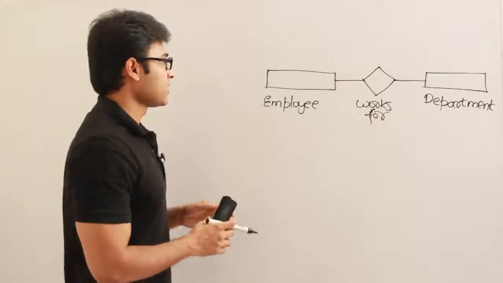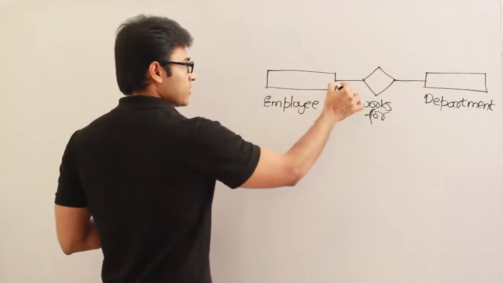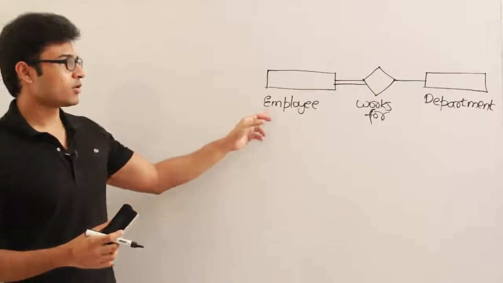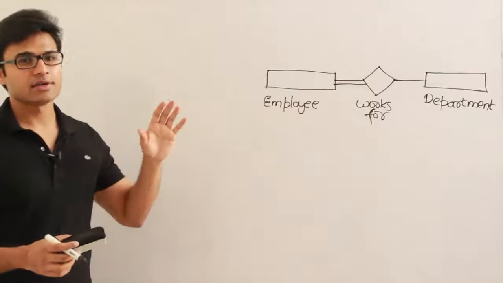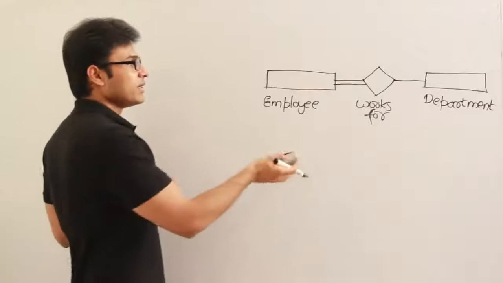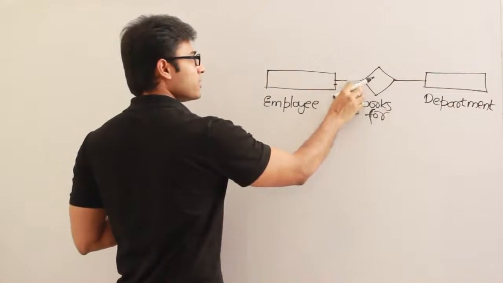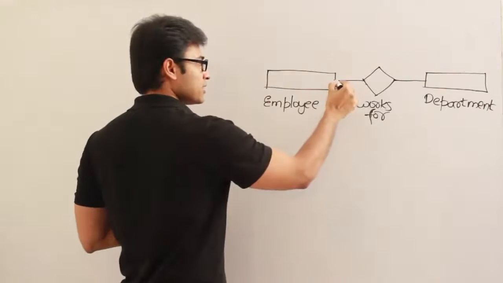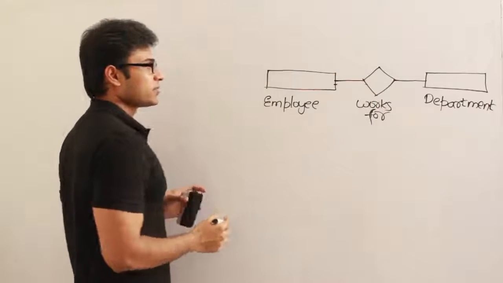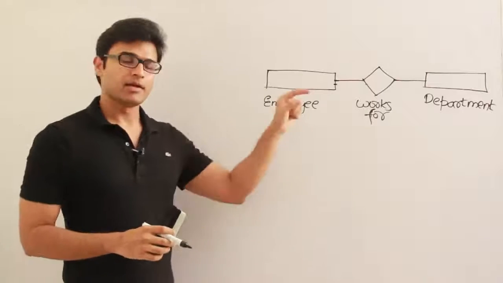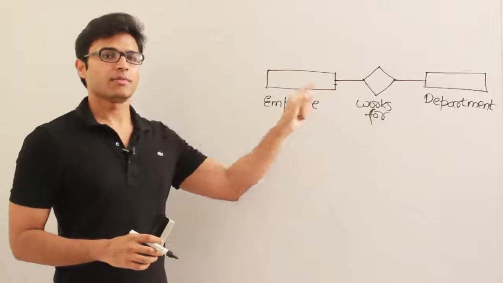Then what happens is, employee is going to participate totally in this relationship, right? Because every employee has to belong to one department. Or let's leave that restriction, because when we delete a department, some of the employees might not work for the department. Let's say it is not total participation, it is partial participation. But then let's assume it this way: a department can have many employees, right?